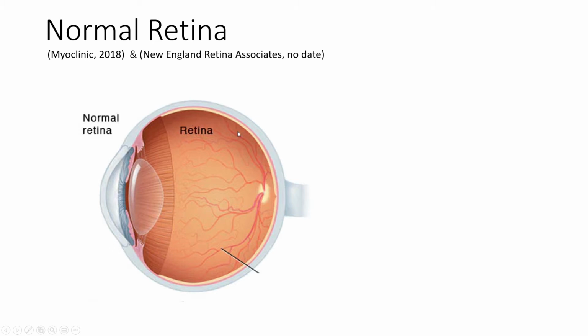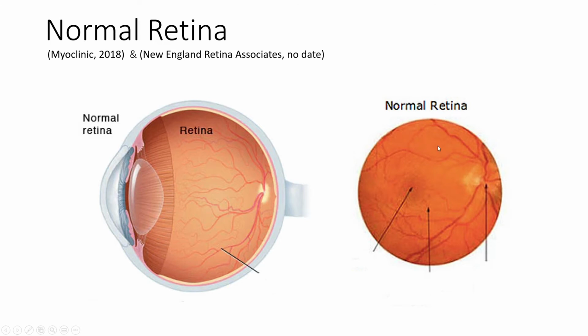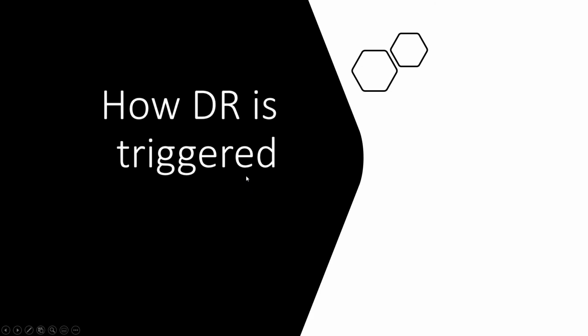Here is another photo of a normal retina, showing the optic nerve. This is the retina, these are the blood vessels, and this dense area here is called the macula, and this is the area or the center of vision. Okay, the change, how it happens, and how it's triggered.